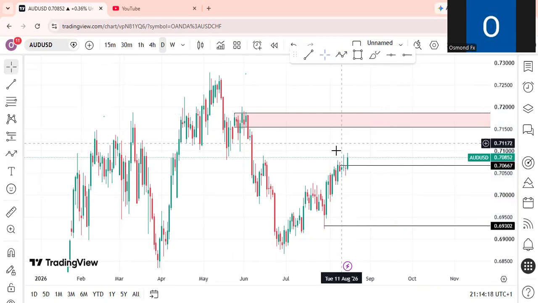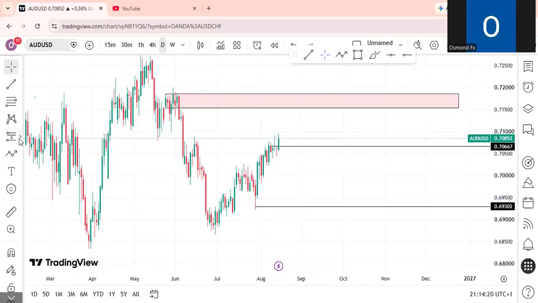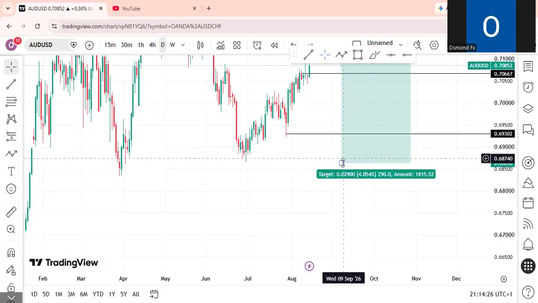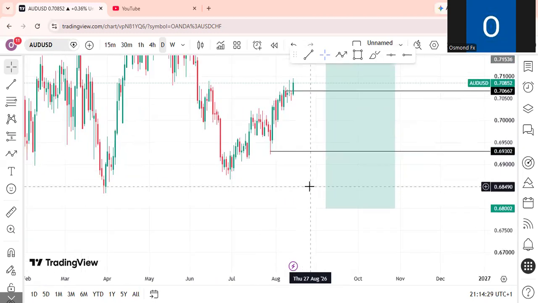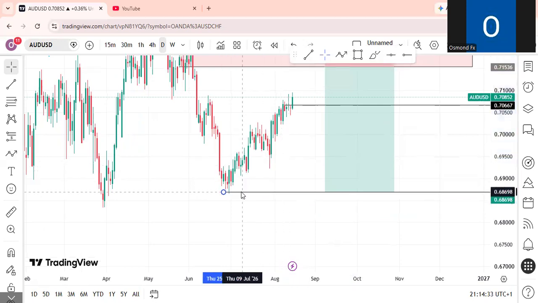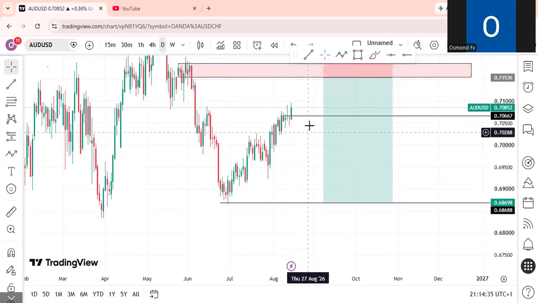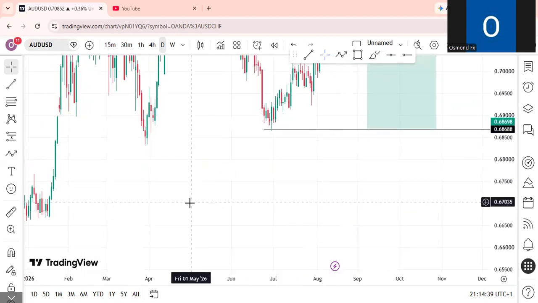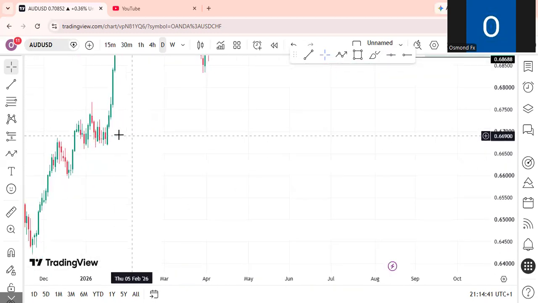Okay. So this week that we're entering, I'll be expecting to sell AUD pair from this area, AUD USD. I don't want to be greedy, just sell it to this low here. Okay. Then if this low gets broken, then your next target is going to be this area, this low here.